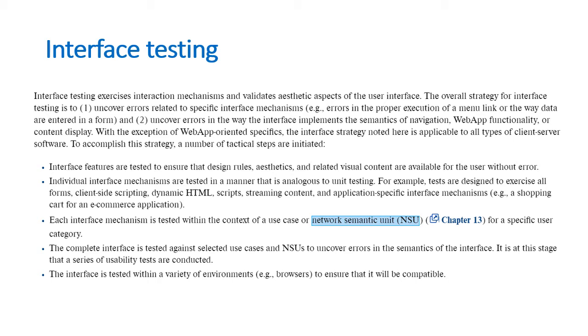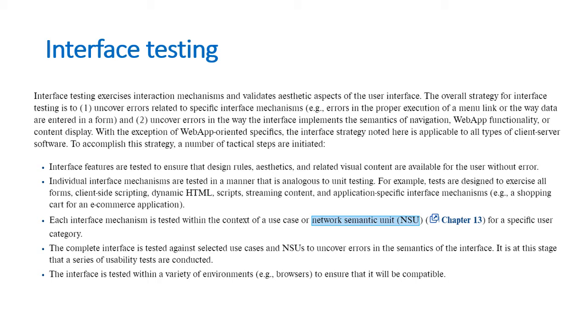Okay, the tactical steps of the interface strategy can be divided into 5 steps. The first one is to look at the interface features, to ensure that the design-related visuals are available for the user without error. Second, individual interface mechanisms are tested, as I said, analogous to unit testing. For example, tests are designed to exercise all forms, client-side scripting, dynamic HTML, streaming content, etc.